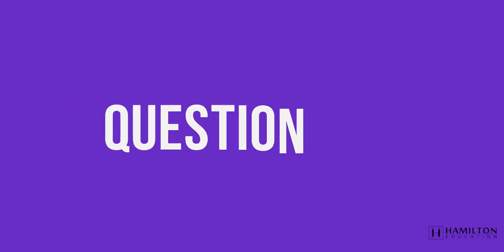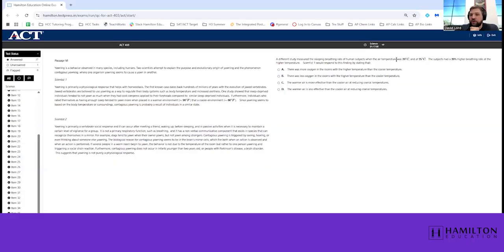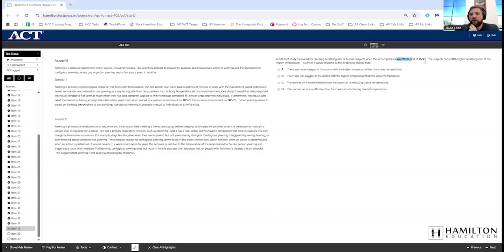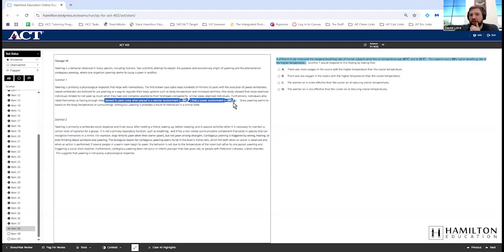A different study measured the sleeping breathing rate of humans at air temperatures of 20 degrees Celsius and 25. So basically cooler and hotter. So it seems relative to scientist 1. The study had a 20% higher breathing rate at a higher temperature. Okay, so that kind of goes with yawning more in a warmer environment than a cooler environment.